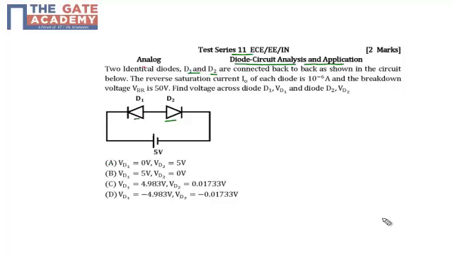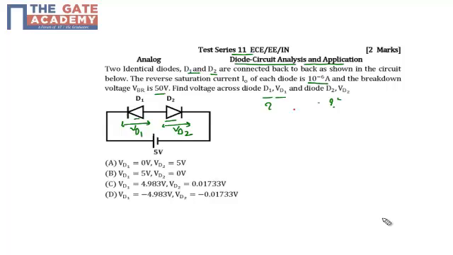The question further says that the reverse saturation current is I naught for each diode, which is equal to 10 raised to the power minus 6 ampere, and the breakdown voltage is 50 volt. We need to find the voltage across the diode D1, which is defined as VD1, and across D2, which is defined as VD2.